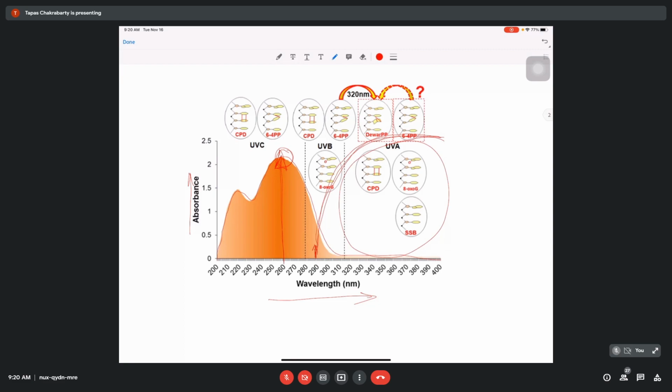So this is the overall absorption spectrum of the DNA molecule, and only this part of the light is what you are basically exposing to these molecules, that is, our biological systems. So it means that the DNA molecule absorbs ultraviolet light.